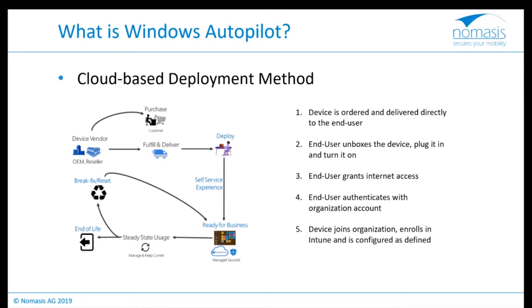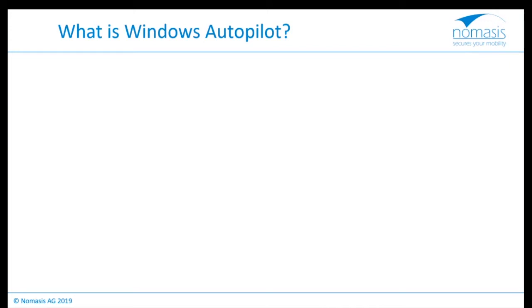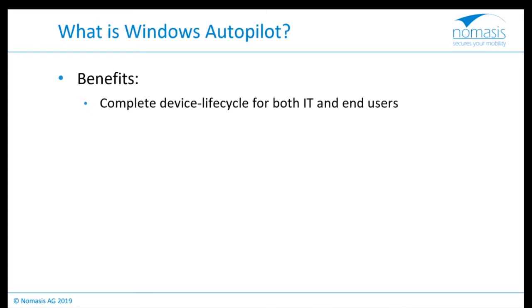So all in all, Windows Autopilot simplifies all aspects of the Windows device life cycle for both IT and end users, from initial deployment to the end of the life cycle. So the benefits of Windows Autopilot, let's go through this together. First of all, Windows Autopilot simplifies the device life cycle, as already told. We have an awesome out-of-the-box experience for the end user. The user rips off the wrapping paper of this Surface, plugs in a brand new device, and can immediately start with his work.